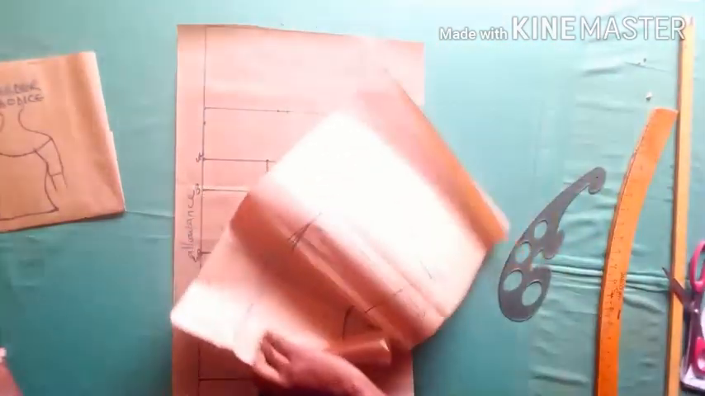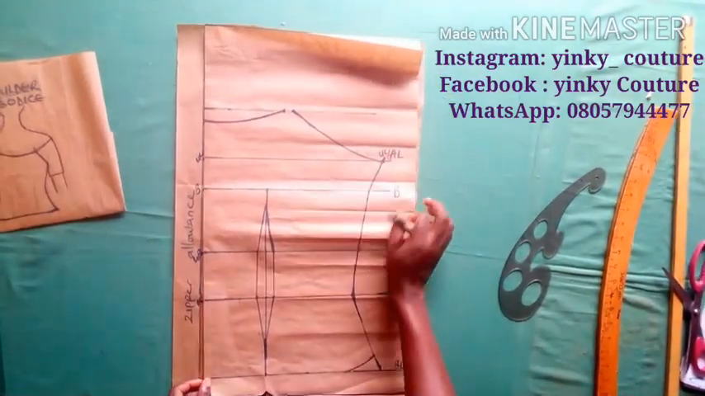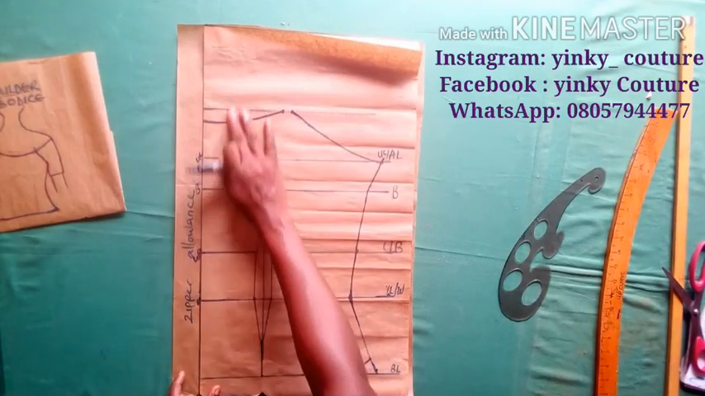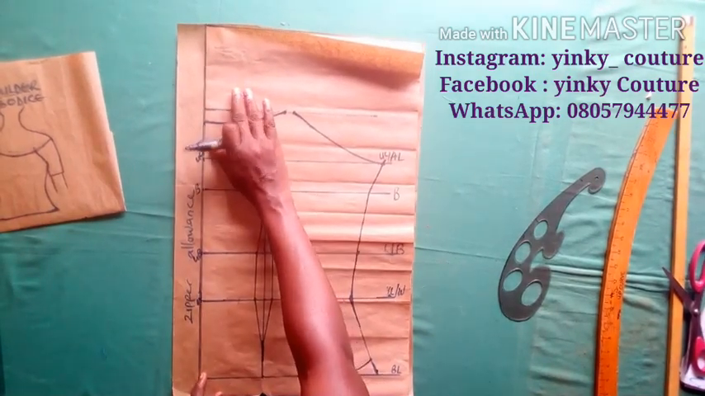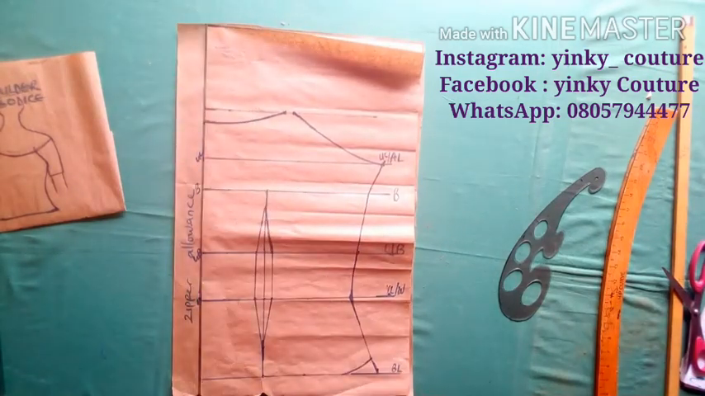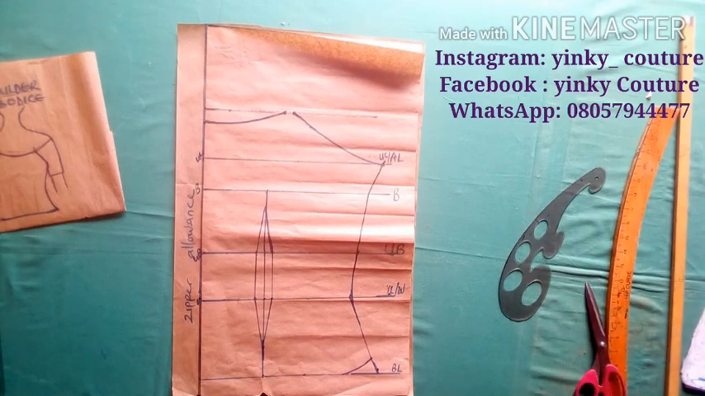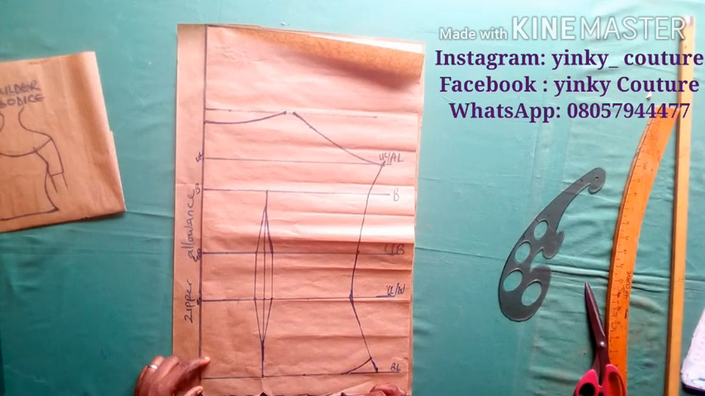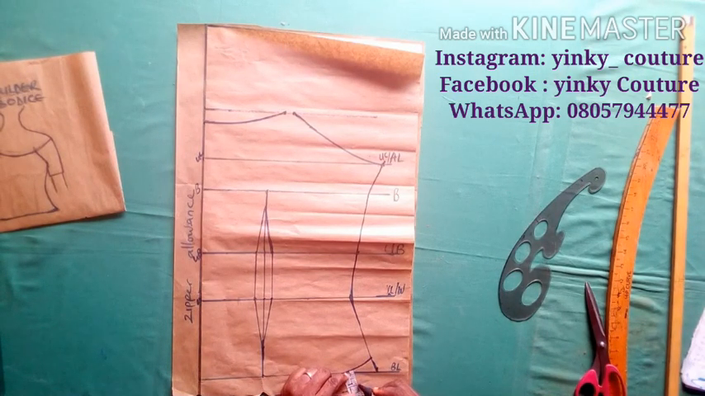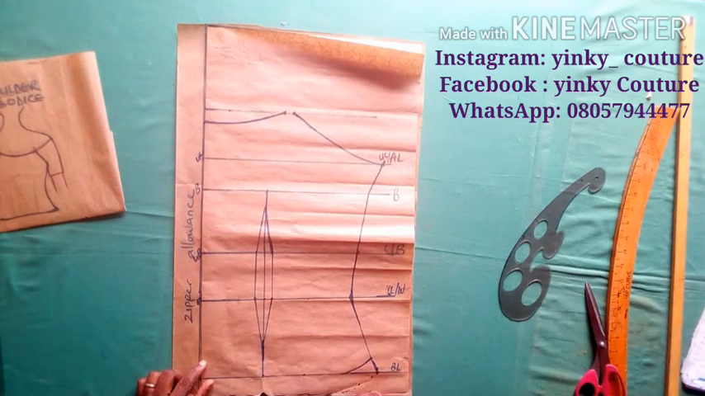After doing that, I'll place it back. Then, since this is my allowance here, the allowance is 1 inch. Then I'll go by 1 inch. Then I'll follow this curve, the 1 inch curve. When you measure this is 1 inch, I'll follow it through to the side. So my cutting will go like this.